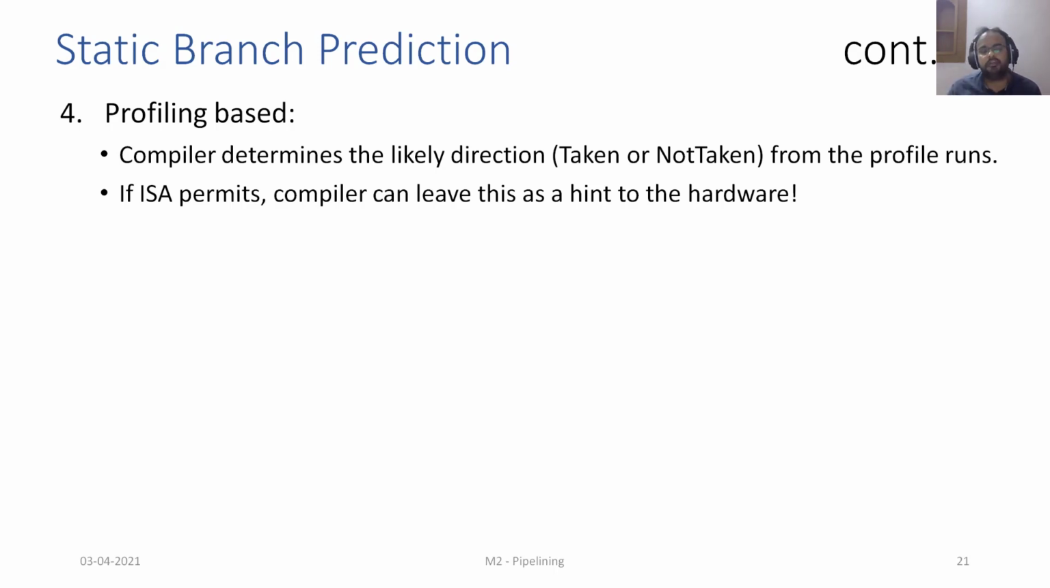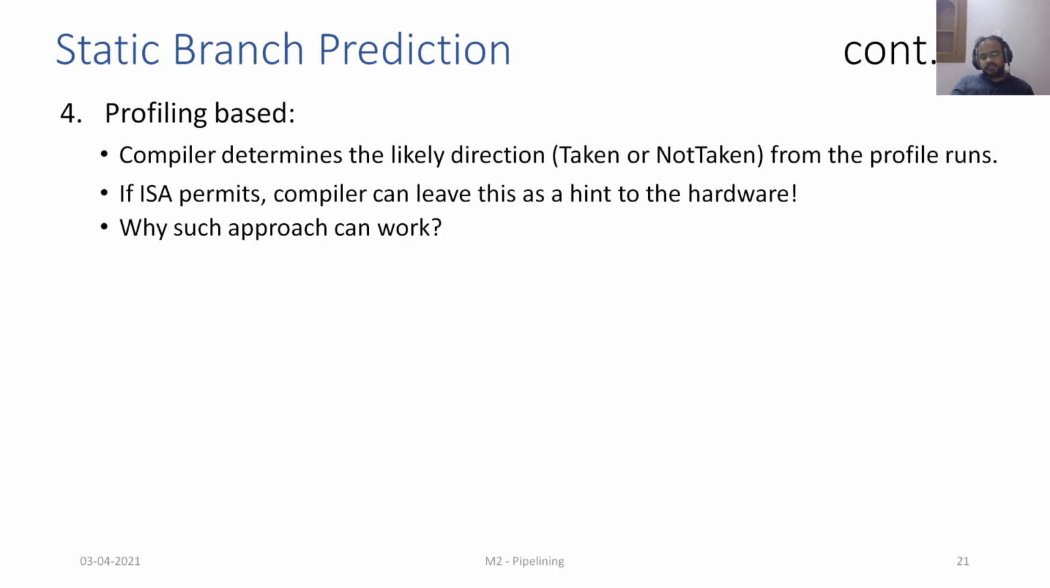And at the hardware, we look at the hint bits. Let's say if it is 0, for example, then what the compiler is trying to say is this particular branch will not be taken. So accordingly, we will predict for that branch that it will not be taken. Now, on the flip side, if the compiler stores 1 as a hint bit, then we would predict at the hardware that it will always be taken. This is how the profiling based static branch prediction would work.